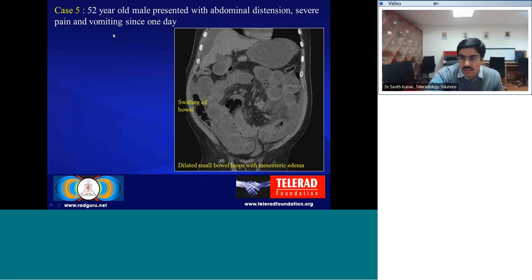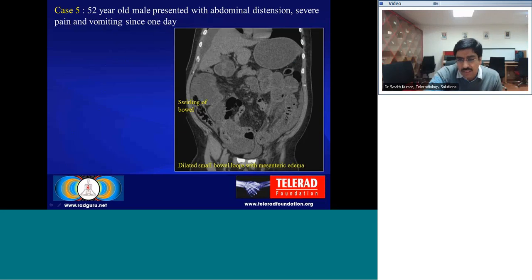So let's go to the illustration. This is a 52-year-old male who presented with abdominal distension, severe abdominal pain, and vomiting. What do we see? We see dilated small bowel loops. There is a mesenteric edema and congestion, and some bowel wall thickening.